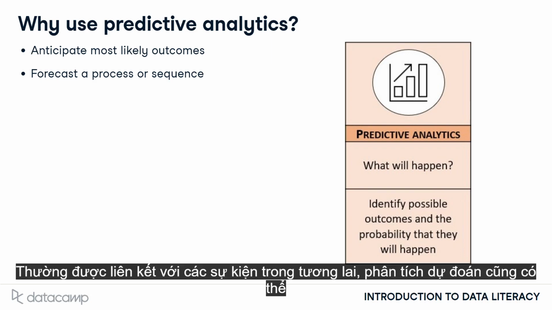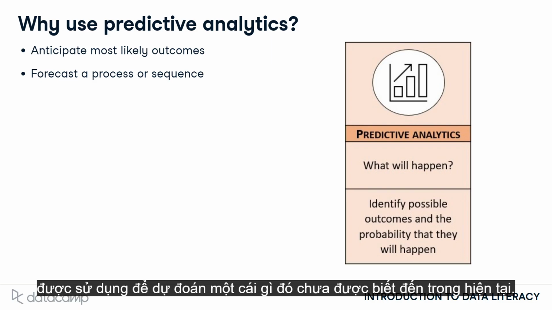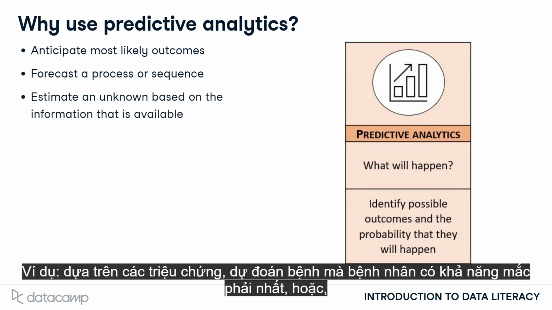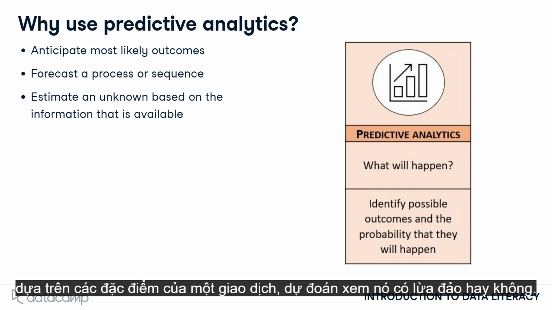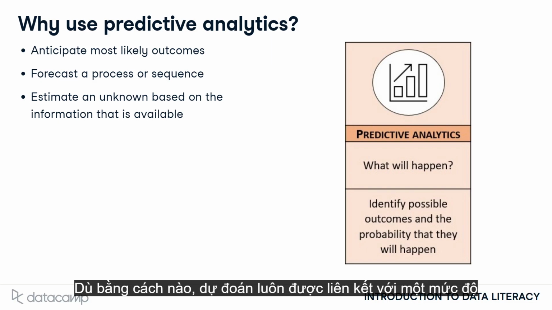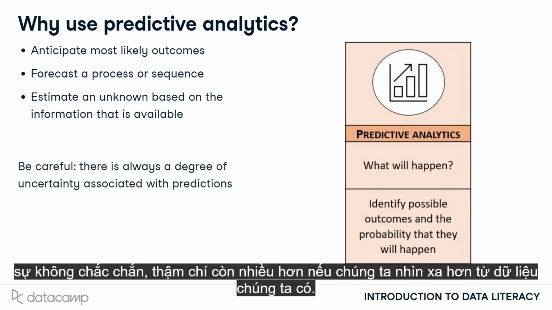Often linked to future events, predictive analytics can also be used to predict something that is not yet known in the present. For example, based on symptoms, predict which disease a patient most likely has, or, based on the characteristics of a transaction, predict whether it is fraudulent or not. Either way, predictions are always associated with a degree of uncertainty, even more so if we look further away from the data we have.